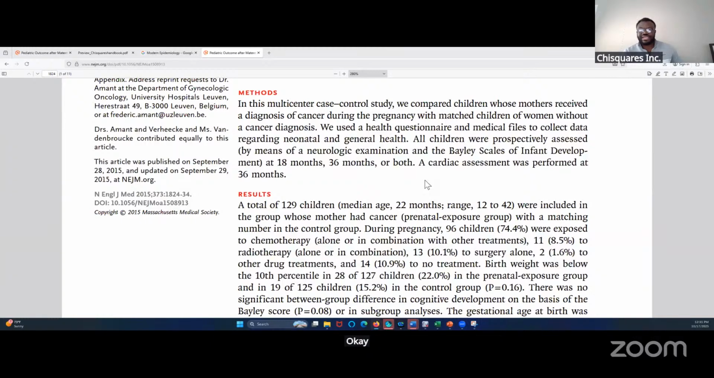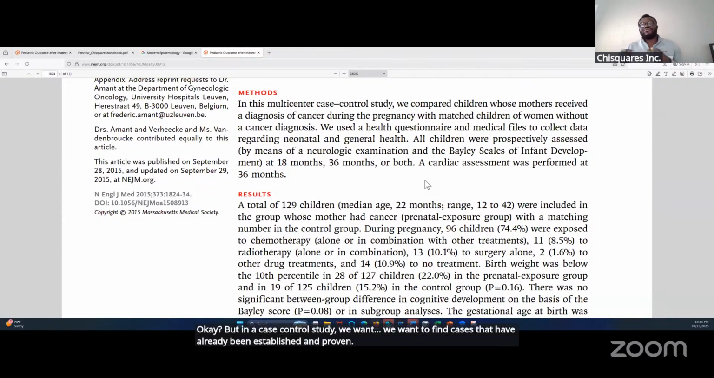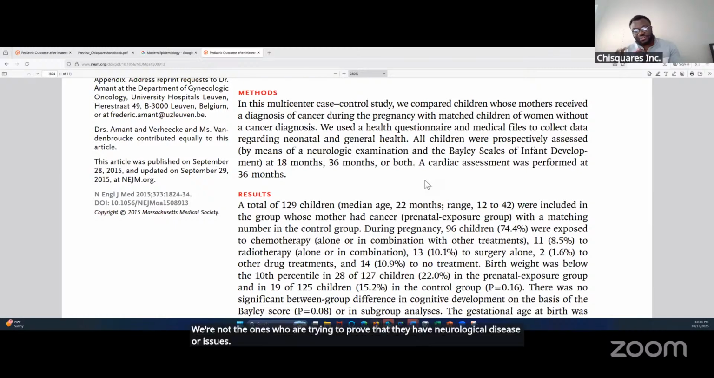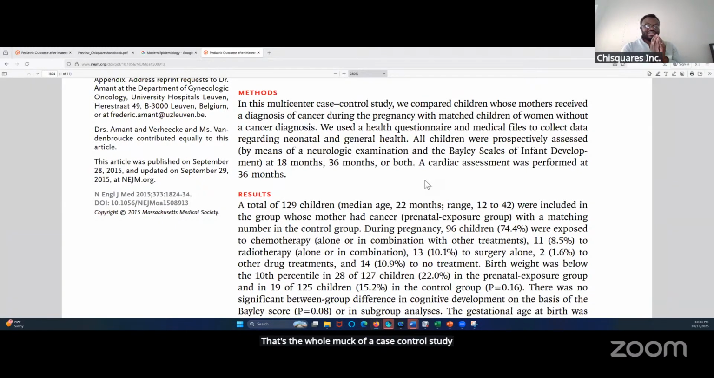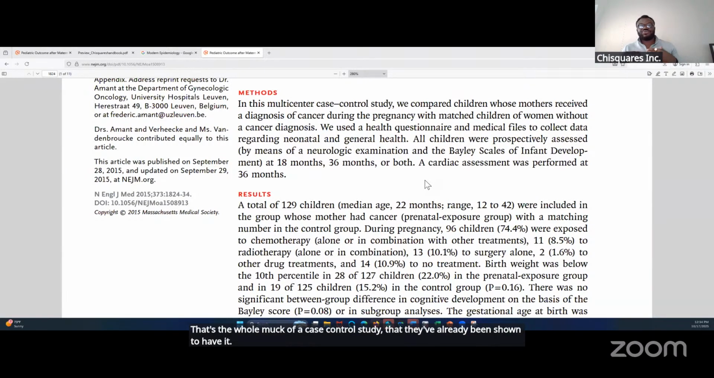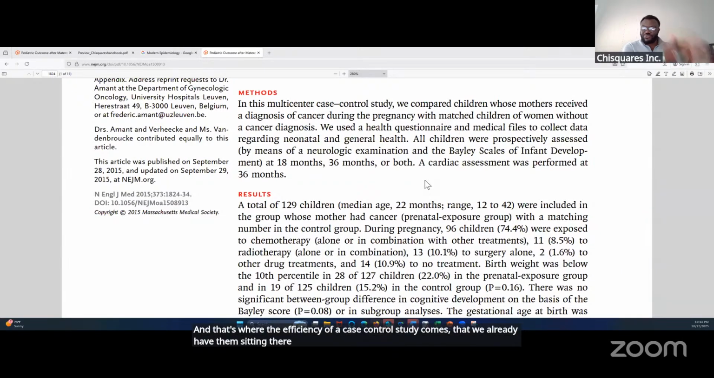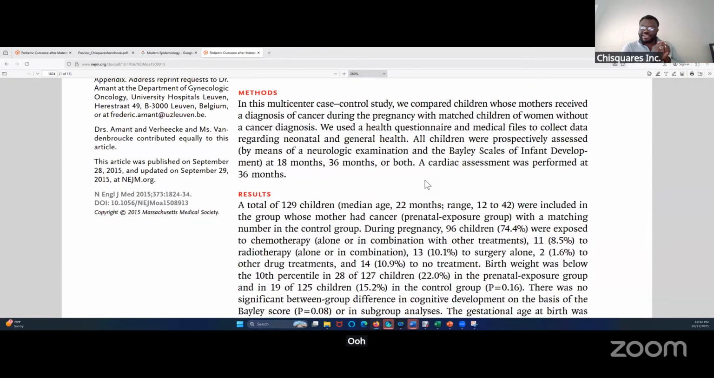Okay, but in a case control study, we want to find cases that have already been established and proven. We're not the ones trying to prove that they have neurological disease or issues. That's the hallmark of a case control study, that they've already been shown to have it. And that's where the efficiency of a case control study comes in, that we already have them sitting there and we're just grabbing them. That's the whole point of a case control study. So if you now have to go and grab a bunch of kids and test them, then you have missed the whole point of the case control study.